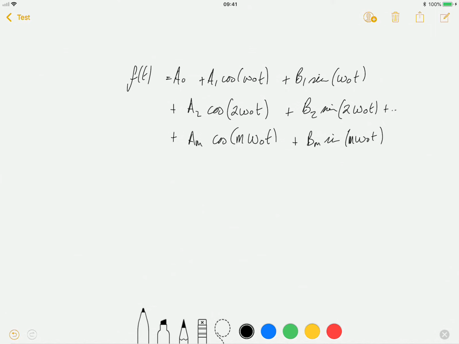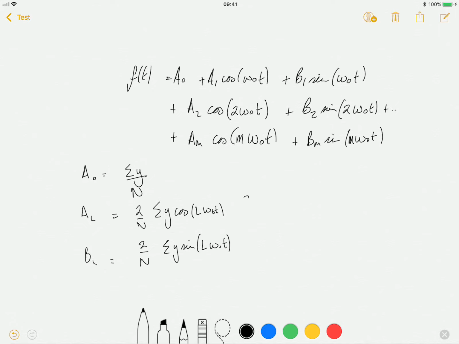And from this we can deduce that a naught is the sum of y divided by n, where n is our number of data points, and a of L is equal to 2 over n, sum of y cos of L multiplied by omega naught t, b of L is equal to 2 over n multiplied by y sine L omega naught t, everywhere for L equal to 1, 2, all the way to m.